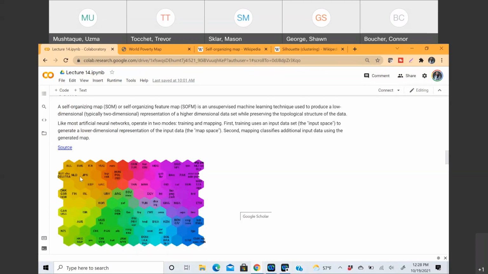As you can see, many of the countries that are very similar in their indices or their values in the features were grouped together, versus the ones that were very different from these, which were grouped together here. And many of the countries that are similar to one another are grouped up here, right?